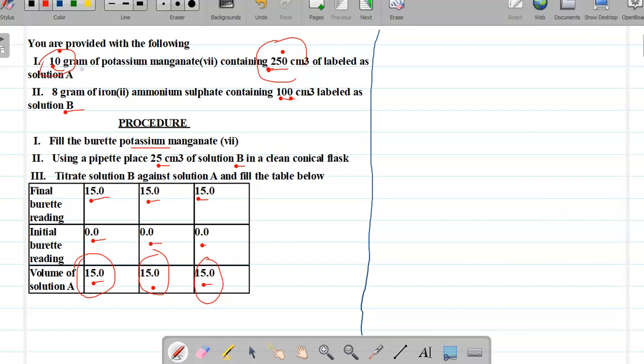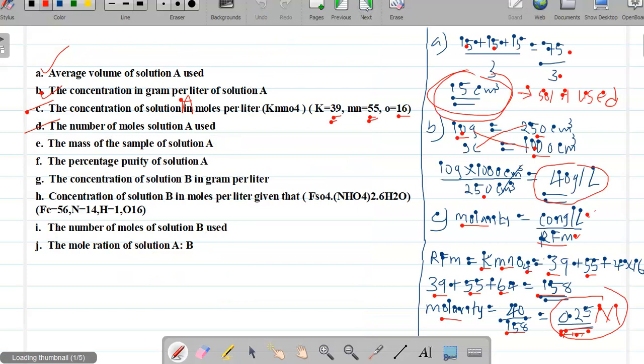What is this mass? This mass they are asking now is the amount of mass used. All 10 grams of solution A is not used. They are asking you only the amount of mass used. That means we call it the mass of the sample. Sample means the amount of the mass used only.